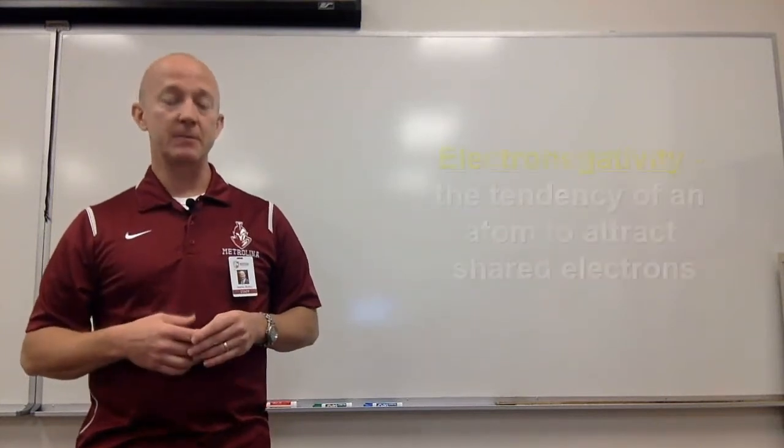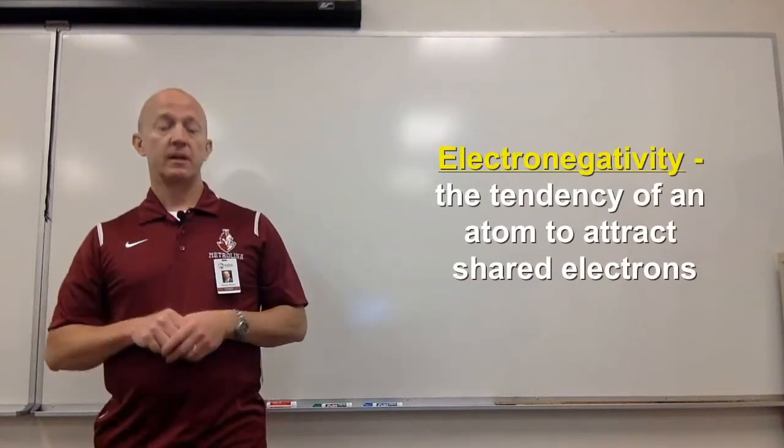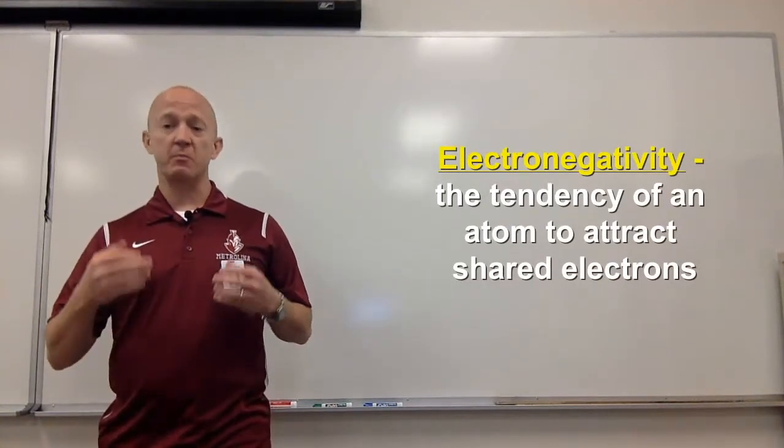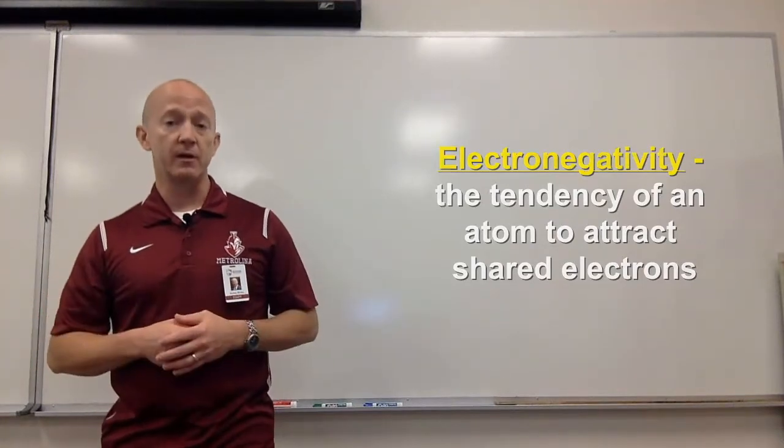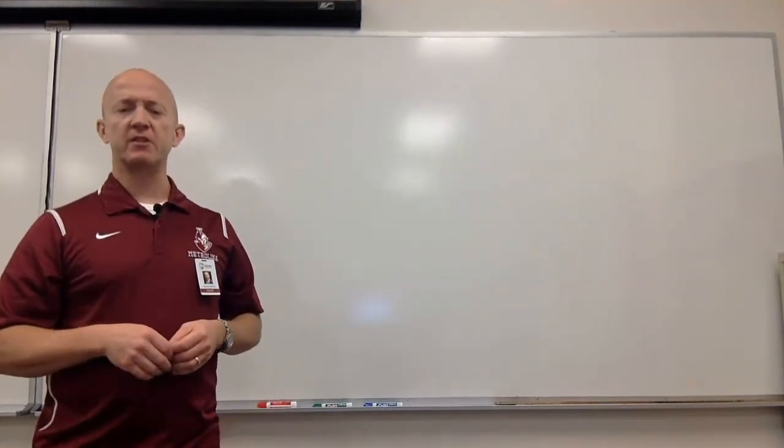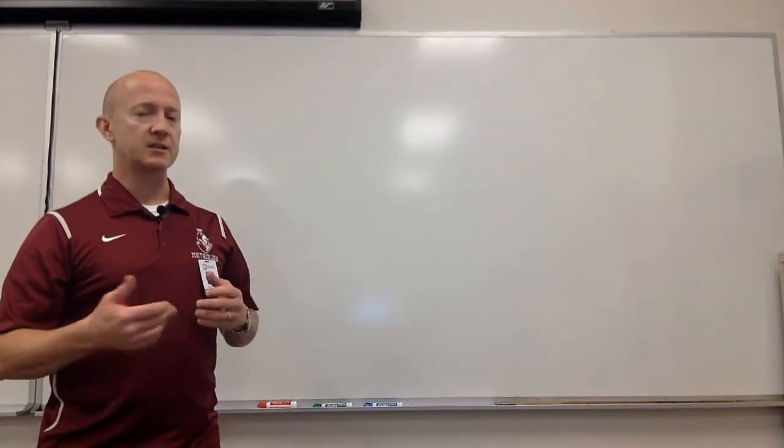We call this concept electronegativity. It's the relative ability that atoms of a particular element have in attracting electrons while they're in a chemical bond. The units we use for electronegativity are called Paulings, named for scientist Linus Pauling.